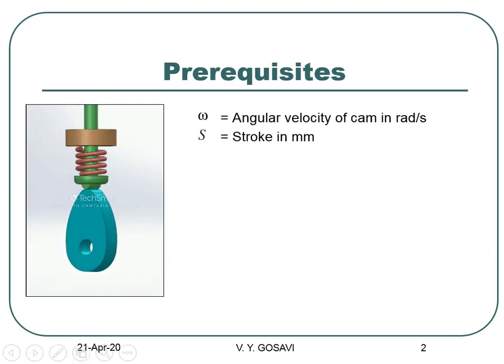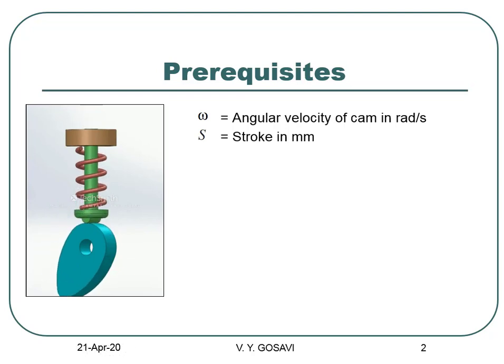In the video, the cam is rotating with angular velocity omega in the counterclockwise direction. Here, the follower travels from its lower position to the topmost position. This is the maximum distance that the follower can move. It is called the stroke or lift of the follower.